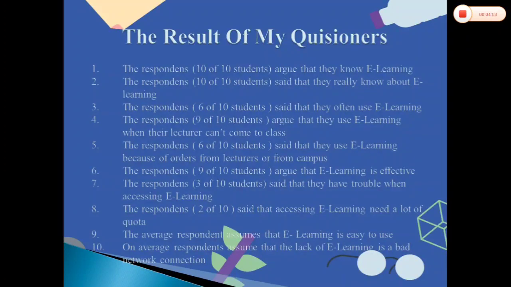And the fourth, the respondents 9 of 10 students argue that they use e-learning when their lecturer cannot come to class. The fifth, respondents 6 of 10 students said that they use e-learning because of orders from lecturers or from campus. And the sixth, respondents 9 of 10 students argue that e-learning is effective. 7. Respondents 3 of 10 students said they have trouble when accessing e-learning. And the 8th, respondents 2 of 10 said that accessing e-learning needs a lot of quota.